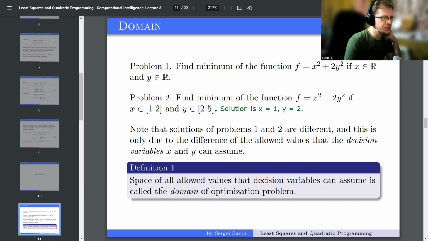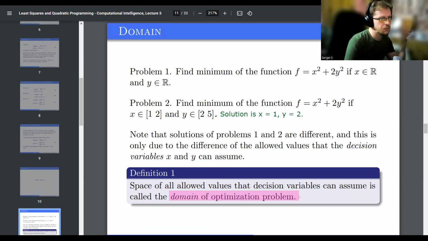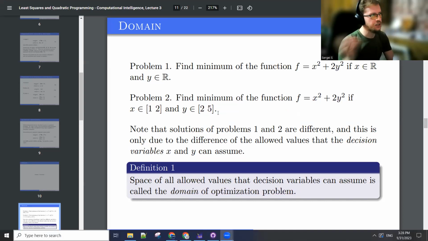So we call this space of all allowed values of the decision variables the domain of the optimization problem. So the domain of an optimization problem is the range of all allowed values of decision variables. Decision variables in this case are x and y. And the domain in this case is between 1 and 2, between 2 and 5. Okay, so this is what domain is.